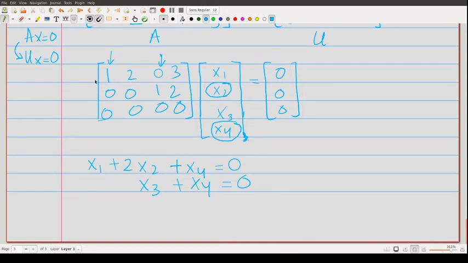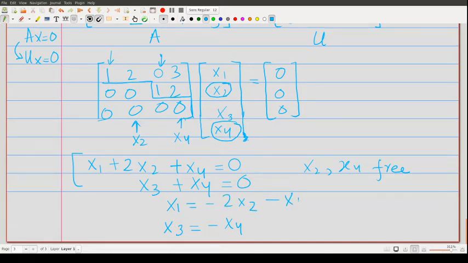Because this is the form of the matrix, this column has a leading 1, and this column has a leading 1. So 1 and 3 will be left as they are, and 2 and 4 will be set as free. So this column and this column tell us that x2 and x4 will be free. So I choose x2, x4 to be free. And using these two equations, I get the following: x3 equals minus x4, and x1 is equal to minus 2x2 minus x4.